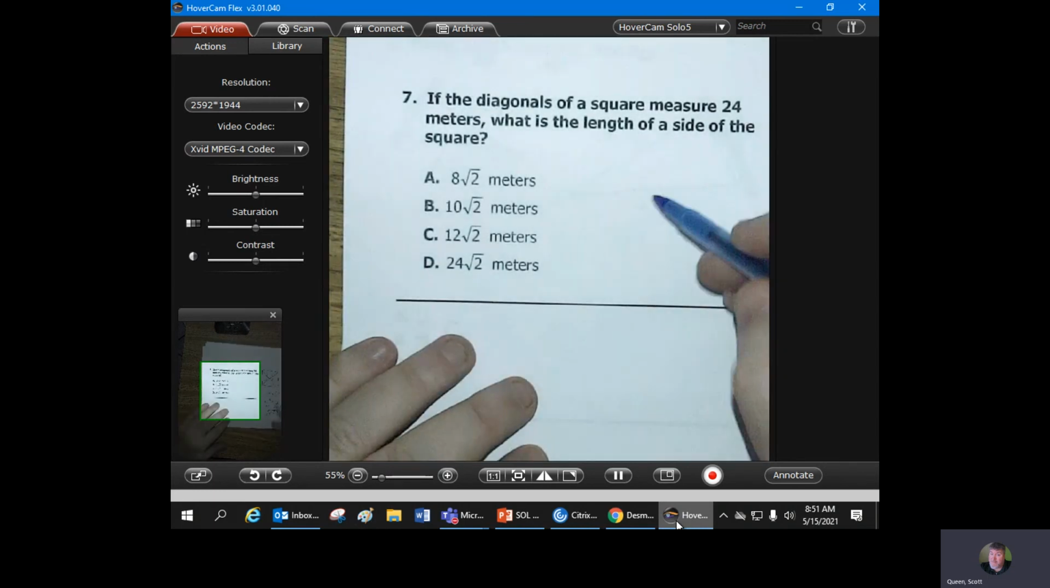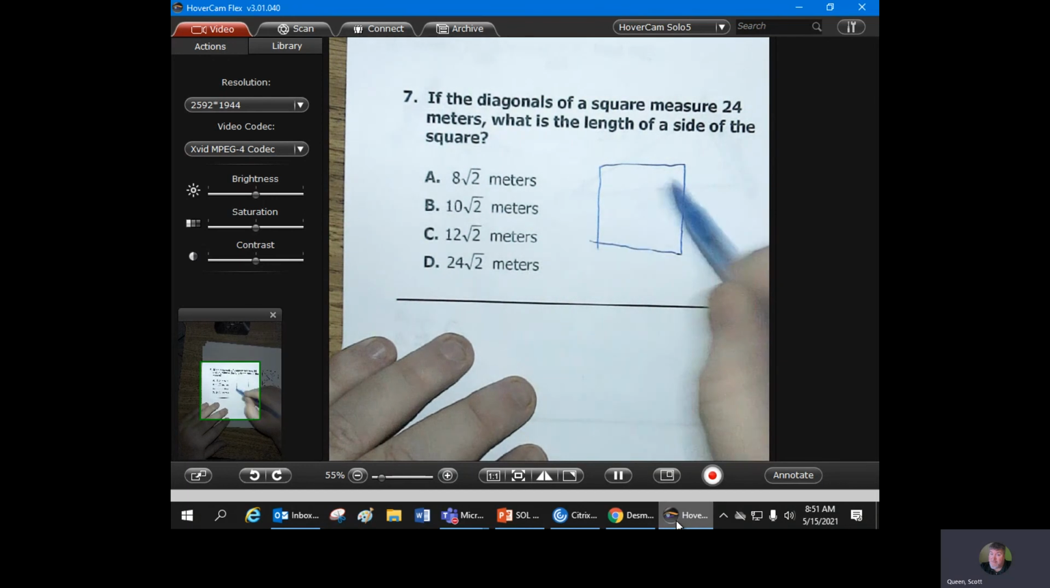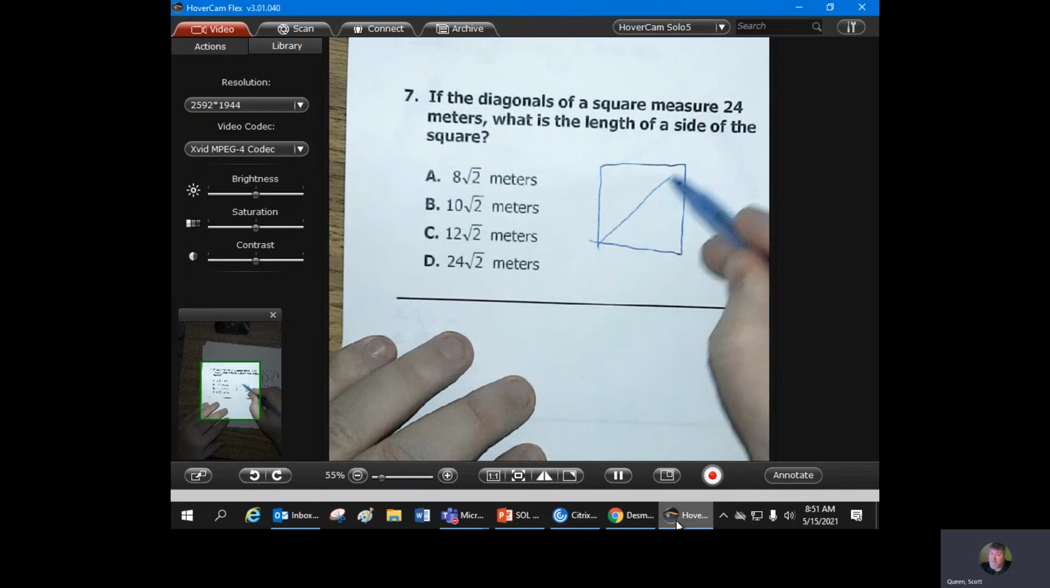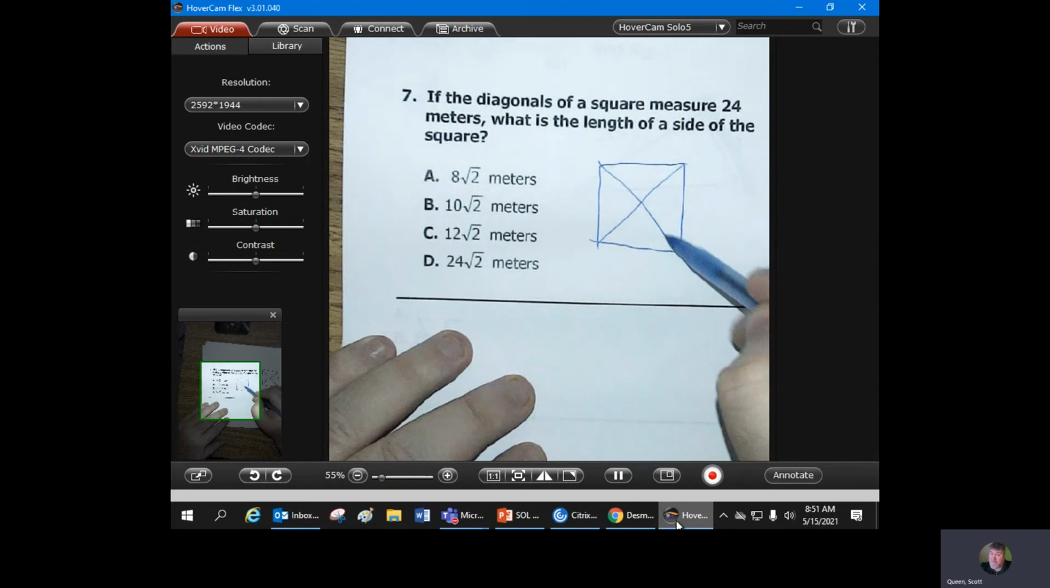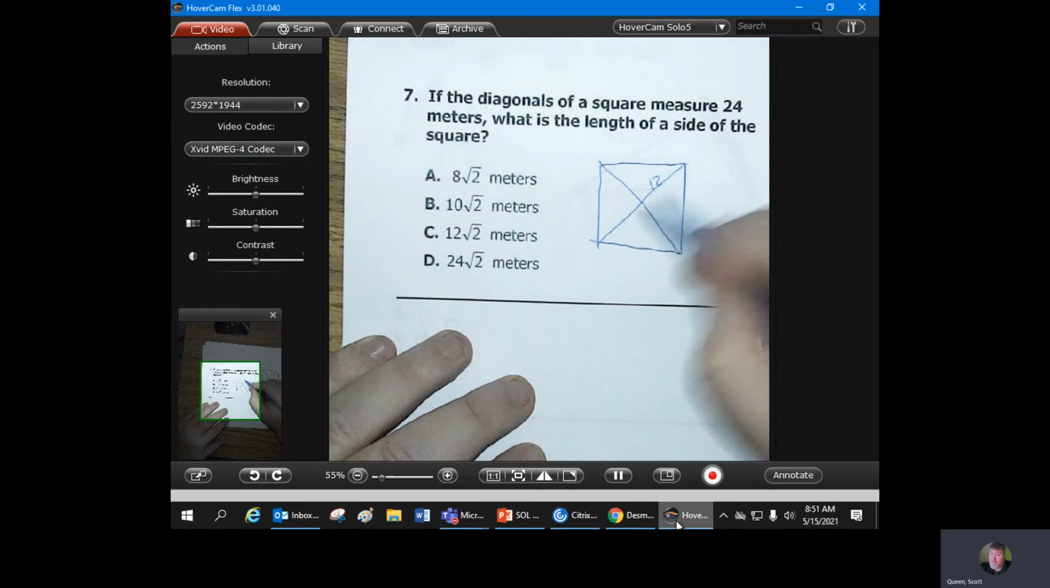Let's make it work. All right, so I'm going to draw a square. It said the diagonals of a square measure 24 meters. That means when I draw that whole thing, it is 24 meters long, right? And if I draw another one, that one is also 24 meters. But they also cut each other in half. Do you agree? So that means this side is 12, this side is 12, that's 12, that's 12. And don't forget that this also intersects at right angles, right?